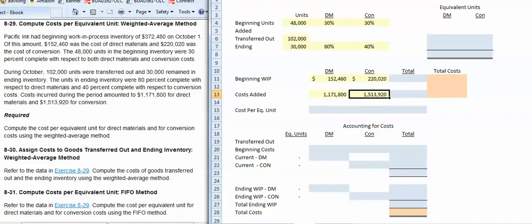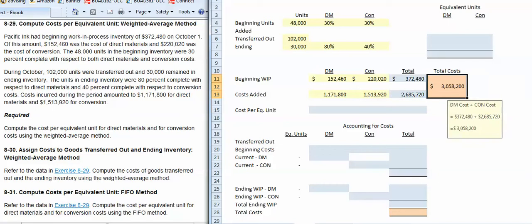Let's begin by totaling the total cost for beginning work in process and the cost added, and the total cost that we're going to need to account for. Our total beginning work in process account consisted of $372,480. We added $2,685,720 in cost during the period for a total cost of $3,058,200.